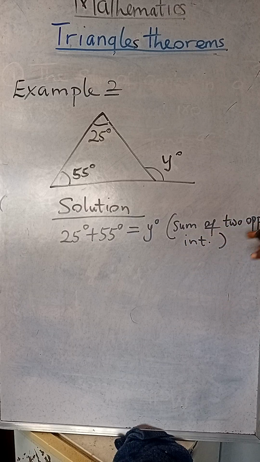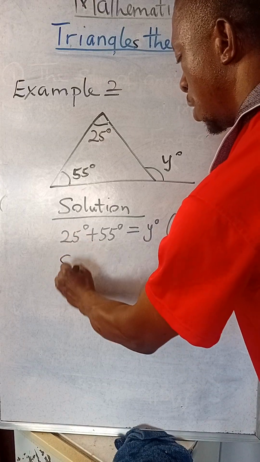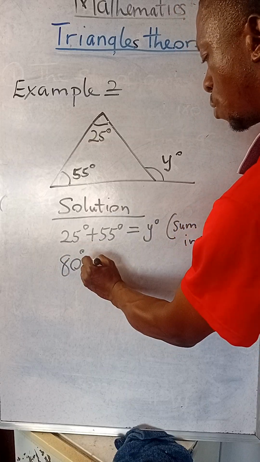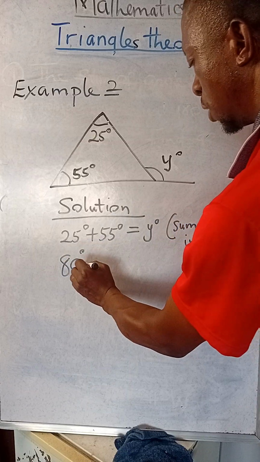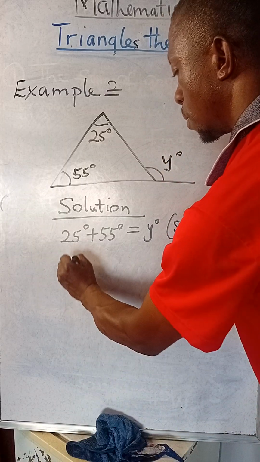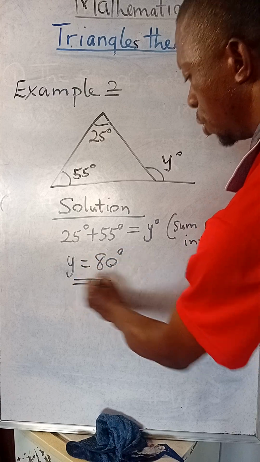Okay, sum of two opposite interior angles. So this gives us this plus this. Now we'll have 25 degrees plus 55 degrees equals 80 degrees, that's y. We'll say that y equals 80 degrees. So that is the answer.